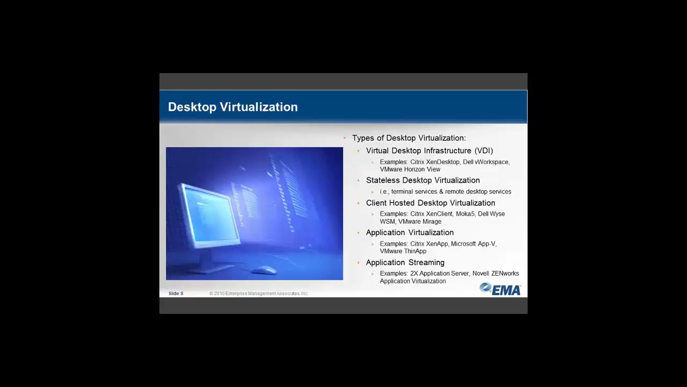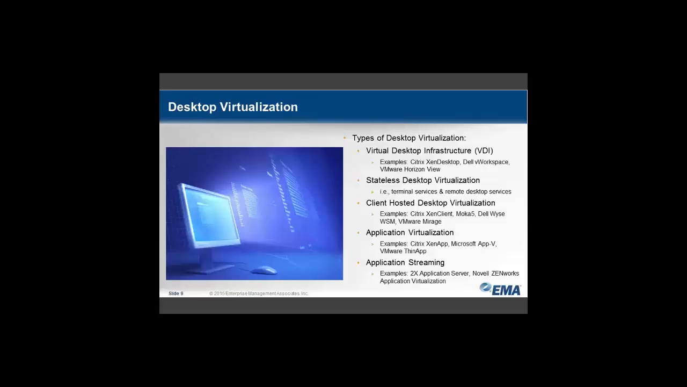Commonly considered a subset of desktop virtualization are application virtualization solutions. The traditional form works very much like stateless desktop virtualization, but only serves up applications. So that is, an application is run on the back office servers and made accessible to many users. These solutions include Citrix XenApp, Microsoft App-V, and VMware ThinApp.